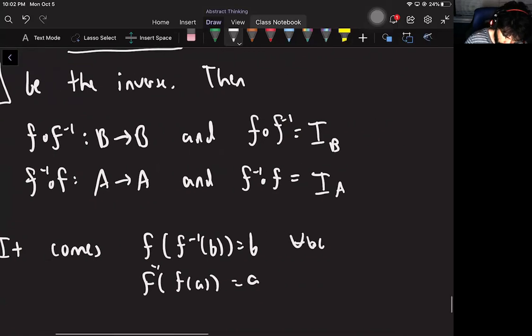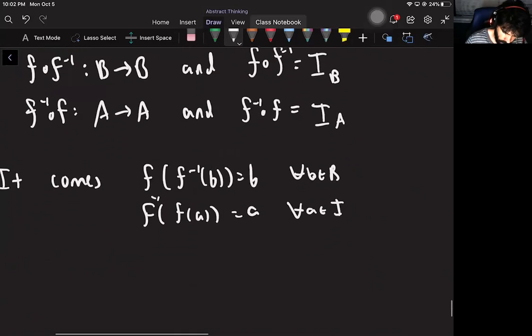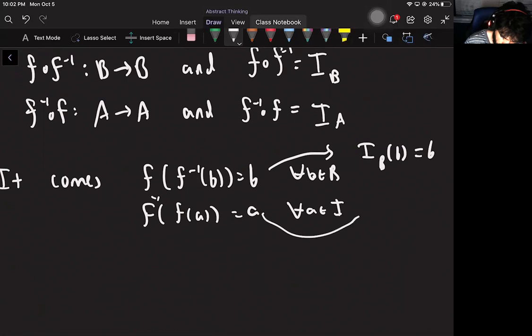For any B, that is exactly just I_B of B. What does that go to? Well, it does nothing. It sends it to B. And this is the same as I_A of A equals A. So that's what's going on.